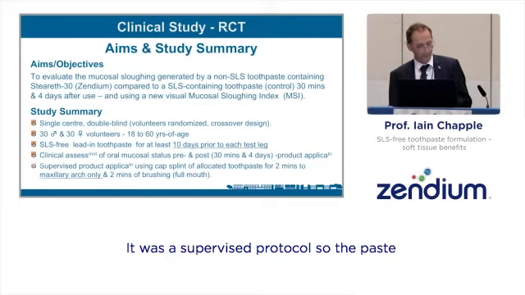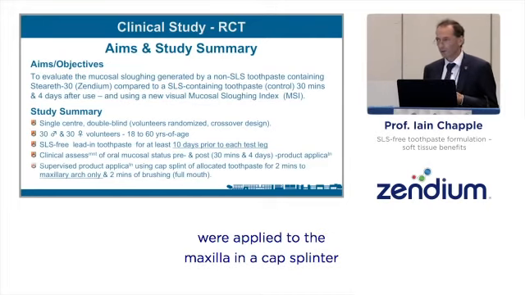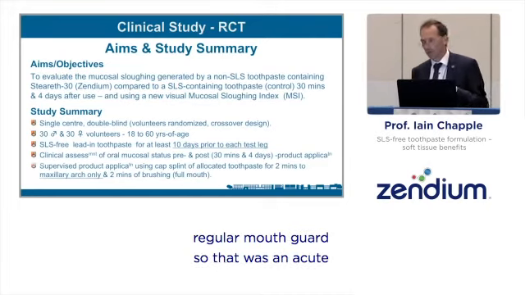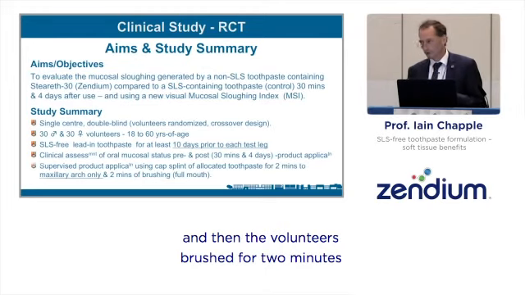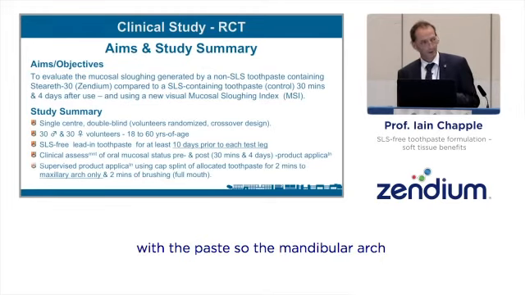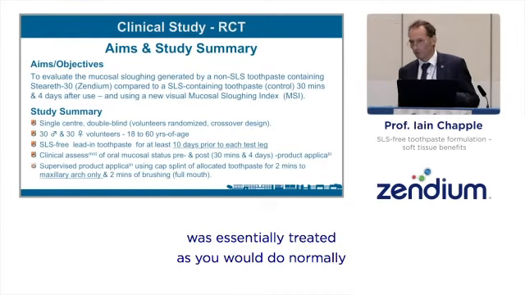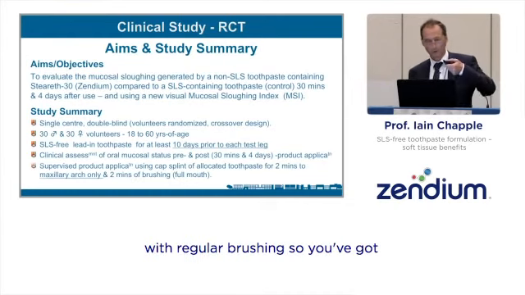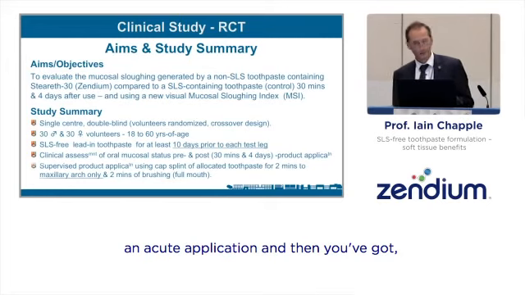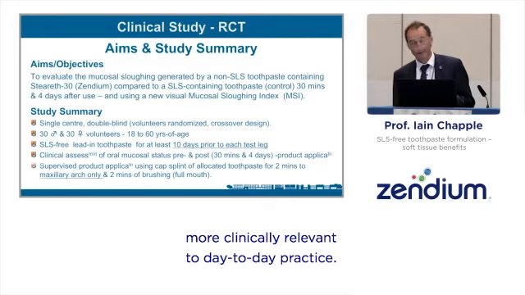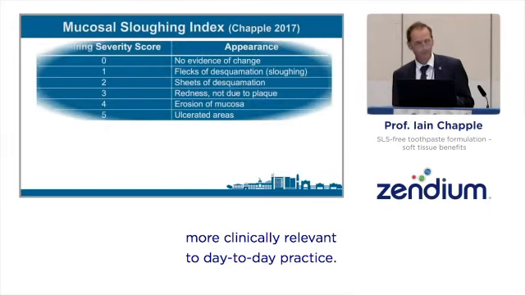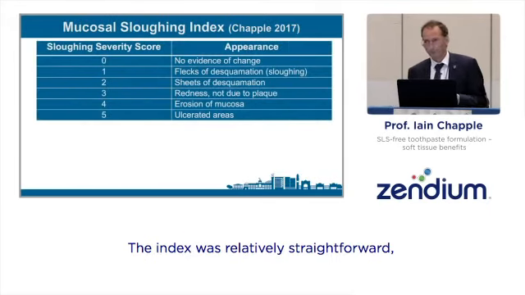It was a supervised protocol, so the pastes were applied to the maxilla in a cap splint, a regular mouth guard, so that was an acute application, if you like, for 2 minutes. And then the volunteers brushed for 2 minutes with the paste. So the mandibular arch was essentially treated as you would do normally with regular brushing. So you've got an acute application, and then you've got, if you like, an application that's perhaps more clinically relevant to day-to-day practice. The index was relatively straightforward.